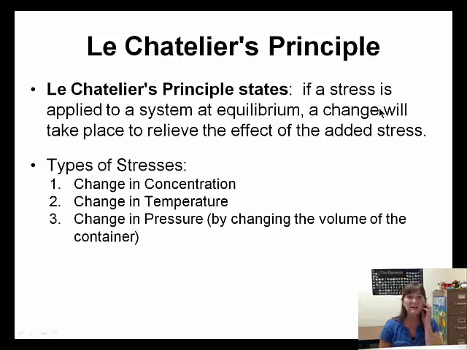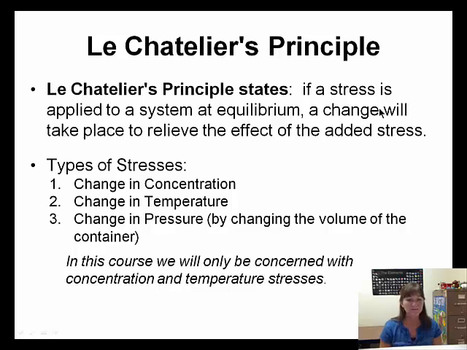So here are a couple examples of what I mean by a stress. If you change the concentration, that's a stress. Change the temperature, or change the pressure. The way we normally change the pressure on a system is by changing its volume. In this course, we're only going to be concerned with concentration and temperature stresses. Okay, so we're not going to talk about how changing the pressure is going to affect the equilibrium, but we will change the concentration and change the temperature.